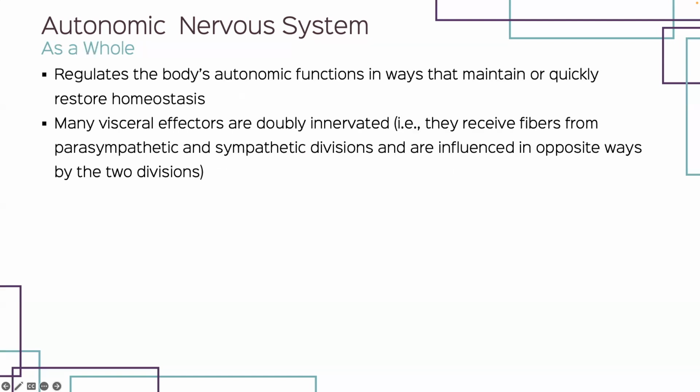The function of the autonomic nervous system is to regulate the body's autonomic and voluntary functions in ways that maintain or quickly restore homeostasis. Many internal organs are dually innervated by the autonomic nervous system. In other words, they receive fibers from parasympathetic and sympathetic divisions. Impulses from both sympathetic and parasympathetic nature will bombard them and influence their function in opposite or antagonistic ways.